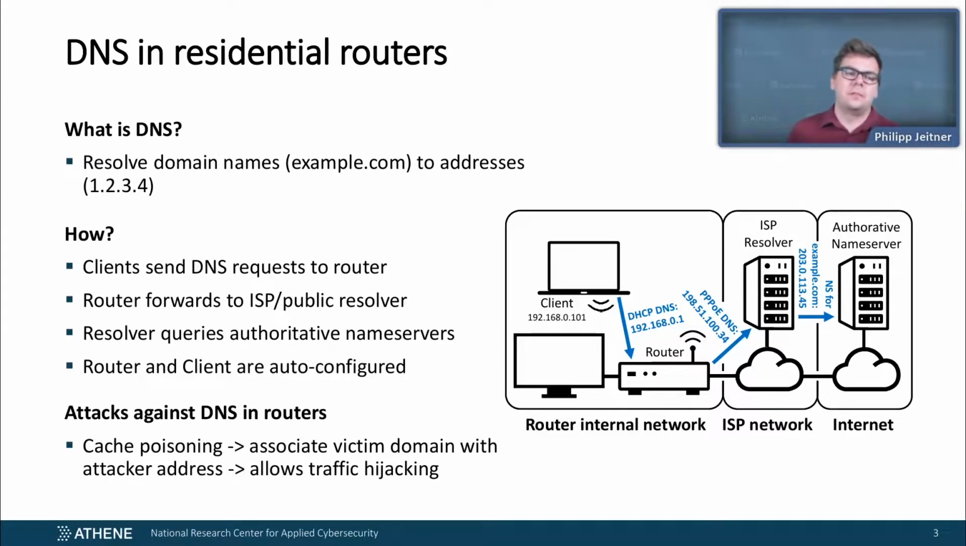connect to the internet. And if we talk about attacks against the DNS and routers, we mostly consider cache poisoning attacks. The goal of these attacks is to associate a victim domain with the attacker's address, and this allows traffic hijacking because then the traffic which should go to the victim actually goes to the attacker and the attacker might do something with it.